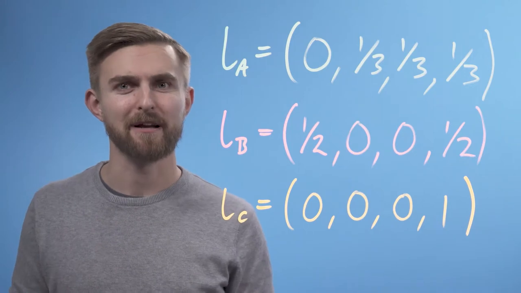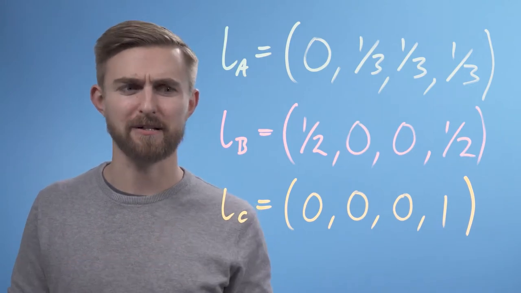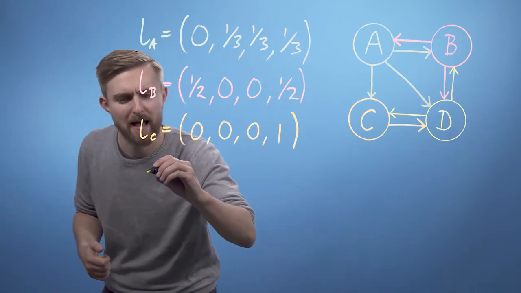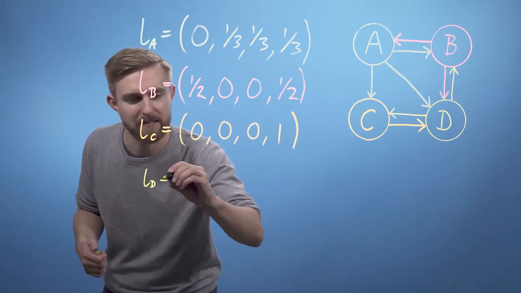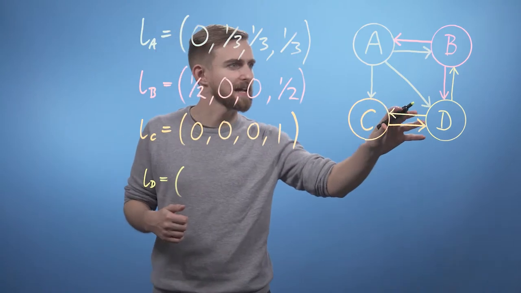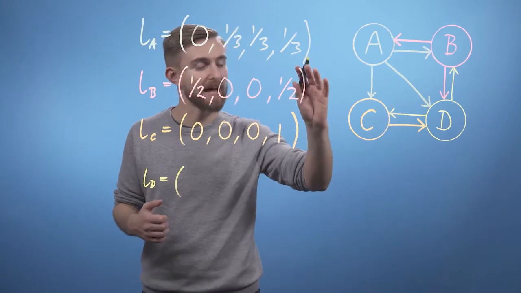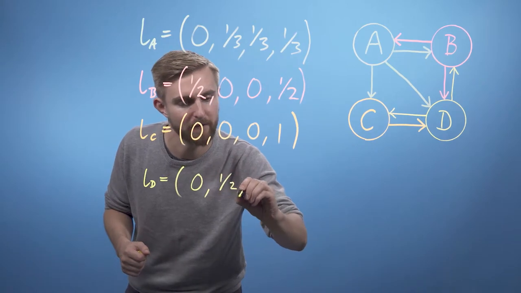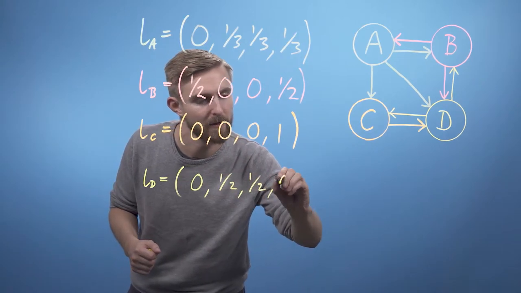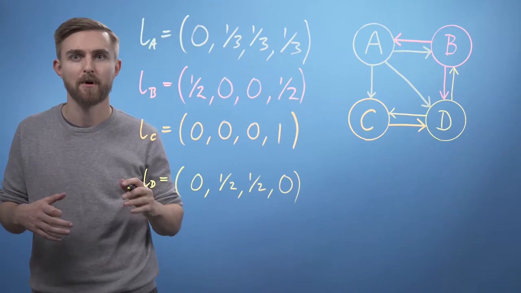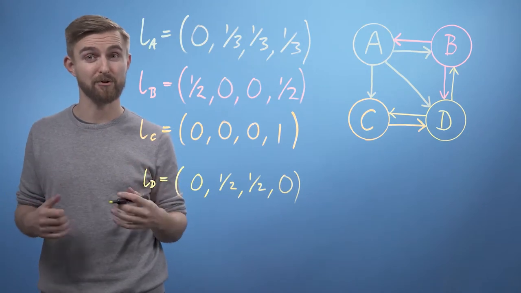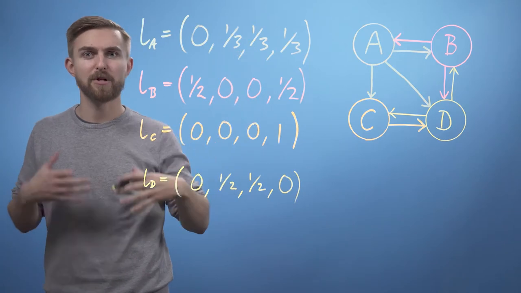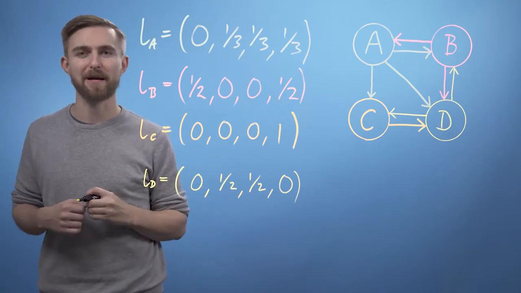Following the same logic, the link vectors of the next 2 sites are shown here. And finally, for page D, we can write L_D equals, so D is connected to B and C, but not A, 2 sites in total, 0, a half, a half, 0. We can now build our link matrix L by using each of our link vectors as a column, which you can see will form a square matrix.